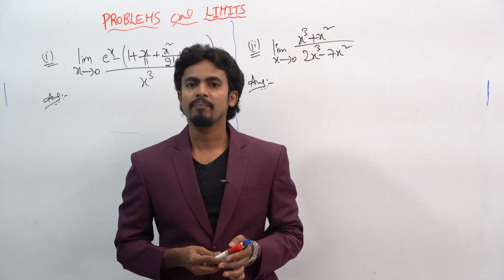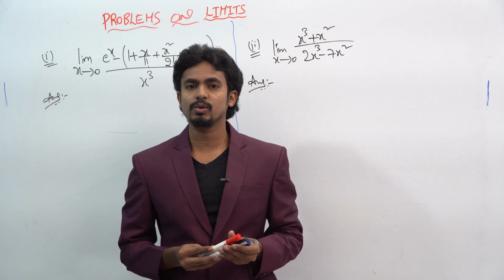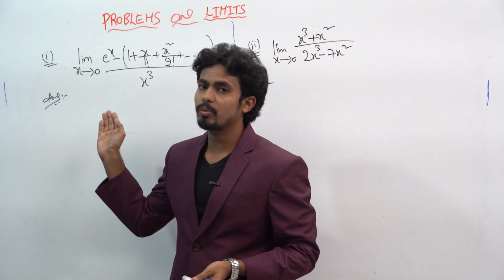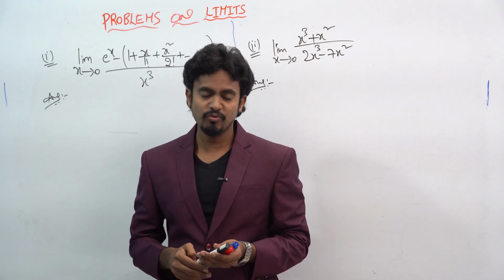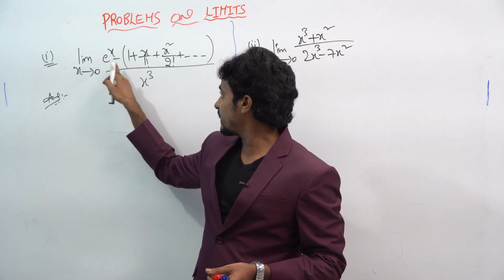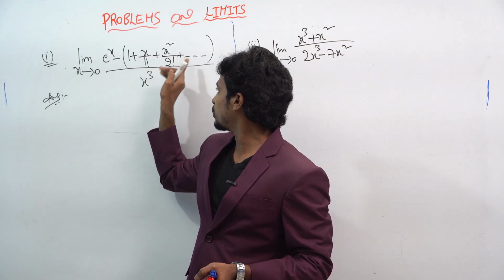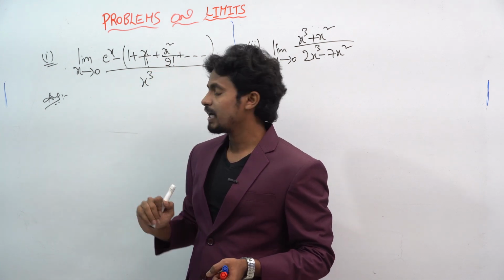Before, we saw some important formulas on limits. Now let's move on to the next concept, some important problems based on limits. The first question: limit x tends to 0 of e power x minus (1 plus x by 1 factorial plus x square by 2 factorial plus so on) divided by x cube.